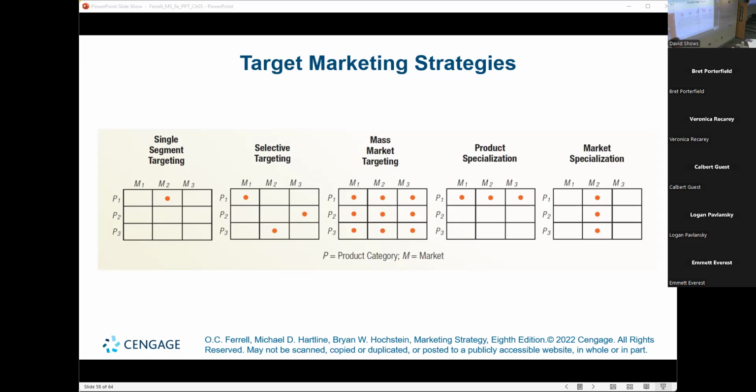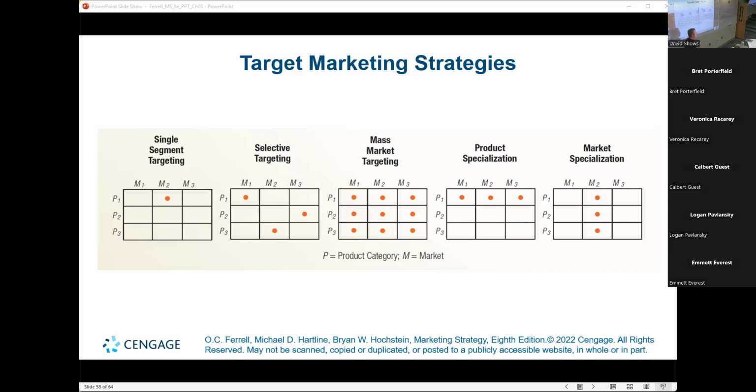Selective targeting, an example of this would be if you go into Walmart, Walmart will have the iPads, they'll have the watches, but you will not be able to find in Walmart any of the MacBook Pros, because they believe that the MacBook Pro should be sold through selective stores like Apple Store, and it should be sold through schools, okay? So selective targeting, that's Apple. Mass market, Coca-Cola, all right? All markets, all segments, large product categories.